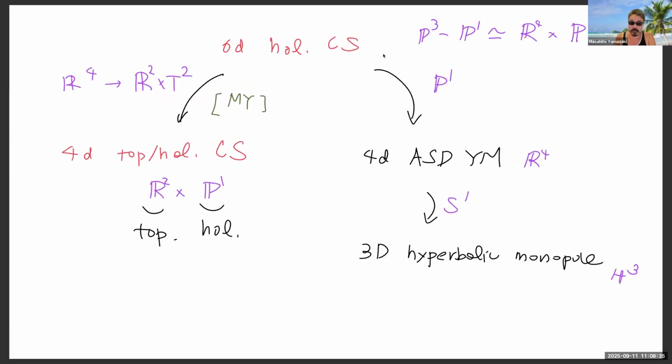Now, I explained this right-hand side of the story. You start with the 6-dimensional holomorphic Chern-Simons theory, reduce to the 4-dimensional anti-self-dual Yang-Mills equation, the 4-dimensional instanton, and then to the hyperbolic monopole. Once you have the 6-dimensional theory, you can also try to reduce in a different direction. In the 6-dimensional holomorphic Chern-Simons theory, you have R4 times P1. But this R4 you can compactify to R2 times T2 and then reduce along the T2 direction. What you get is a 4-dimensional theory. Some of the holomorphicity is lost, and it turns out you get the 4-dimensional Chern-Simons theory, which is holomorphic in some directions and topological in others. Now R4 is replaced by R2, so you get a Chern-Simons-like theory on R2 times P1.